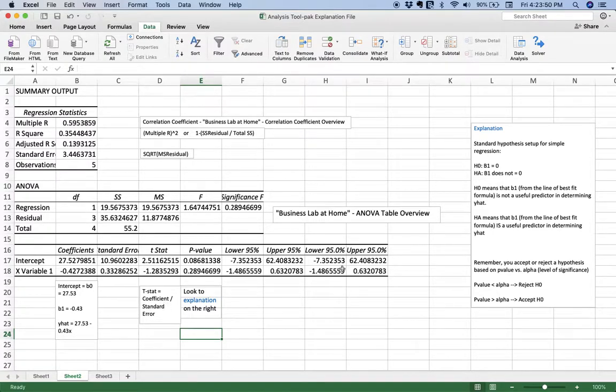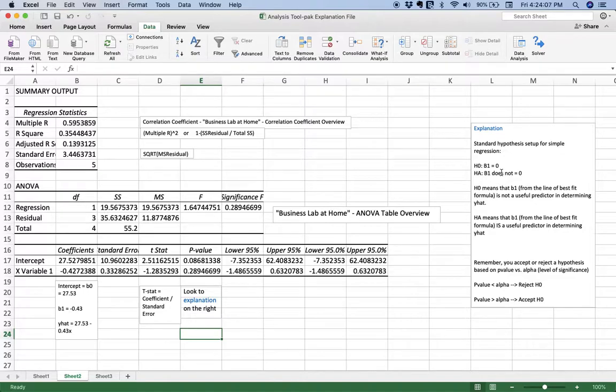So you can see that if that's the case and we accept this hypothesis, that means that B1 is not a very useful predictor in helping me determine my y hat, because any x I plug in is just immediately multiplied by 0, and it doesn't tell me anything about what y hat might be. So it wouldn't be very useful.